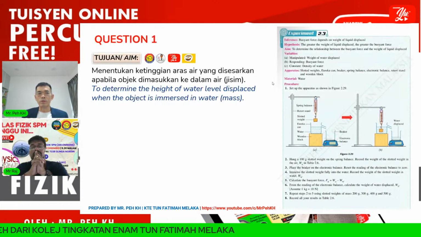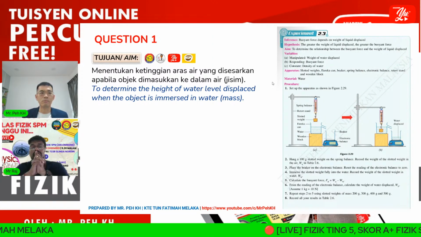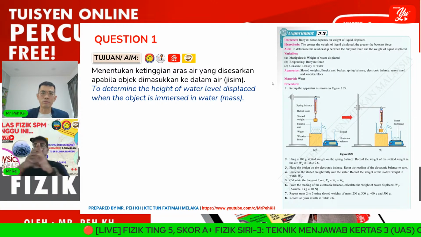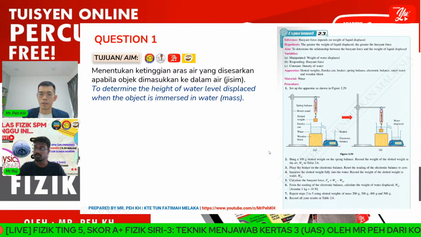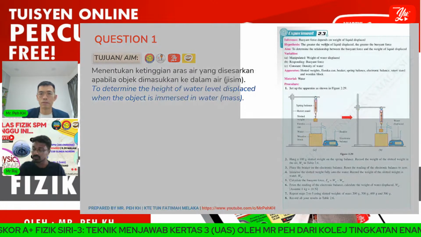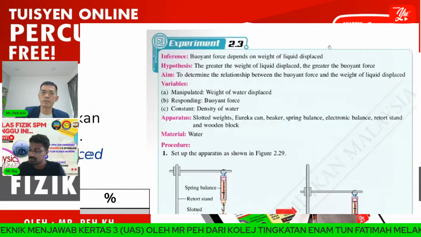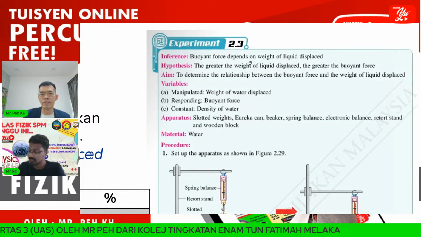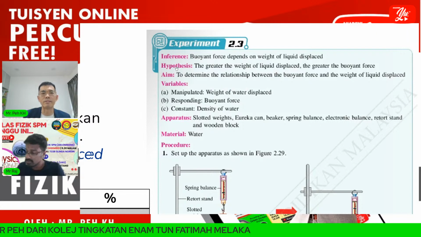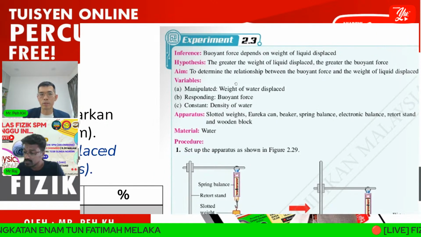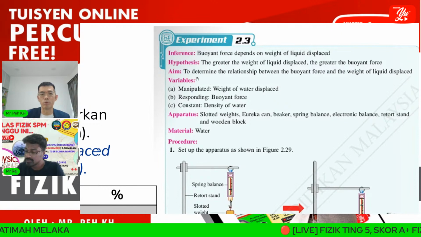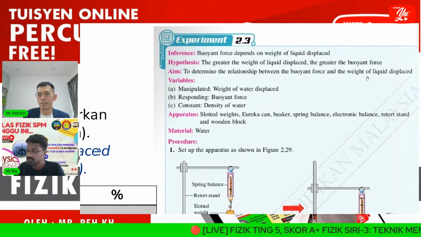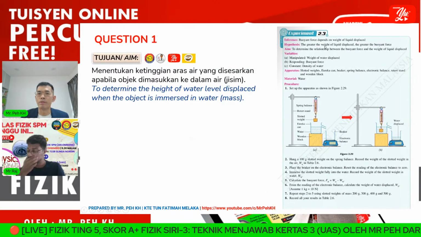Okay, so now we go to our first question. As mentioned just now, we have about 2 questions today. Okay, so the first here is a question related to our experiment 2.3. So you can just look at experiment 2.3. Here, the textbook actually also teaches you how to write the inference, hypothesis, aim and others, right? Okay, so here we want to focus on the aim: to determine the relationship between the buoyant force and the weight of the liquid displaced. Okay, so this is the aim for experiment 2.3.